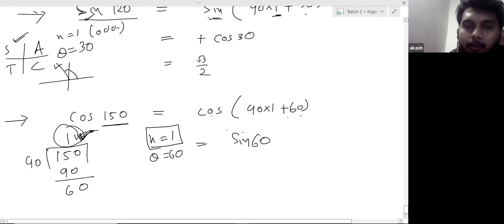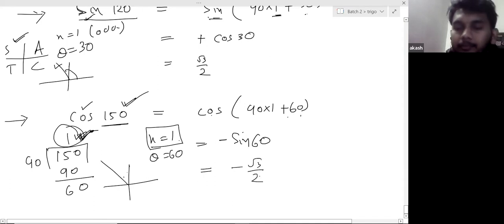Now step 2 says go to the original value. 150 lies in the second quadrant. In the second quadrant, cos is negative, right? Sine and cosec are positive, but cos is negative. So there will be a minus sign here. So this will be minus √3 by 2. This is clear now?